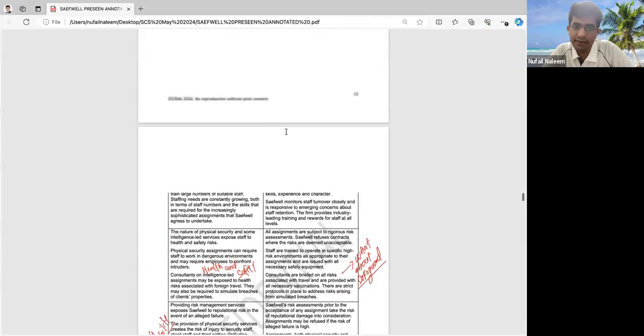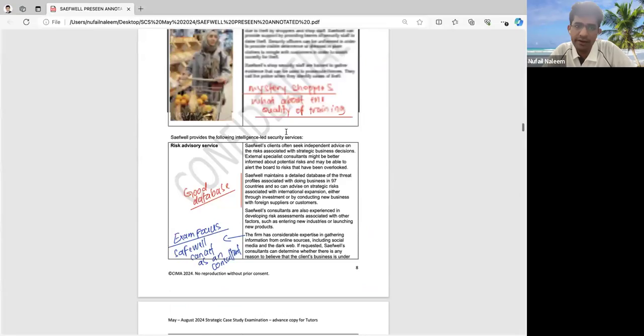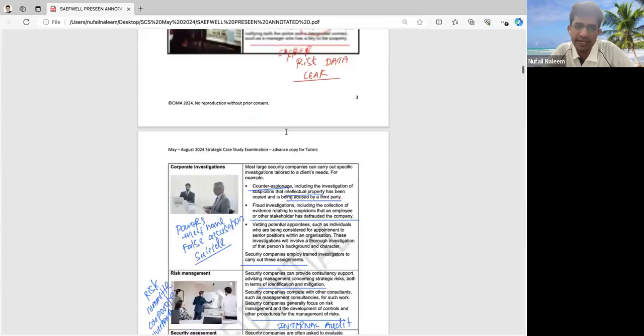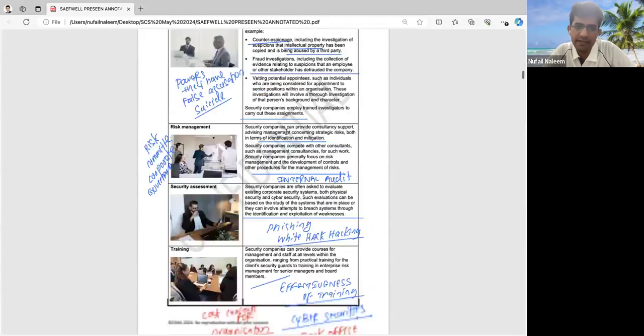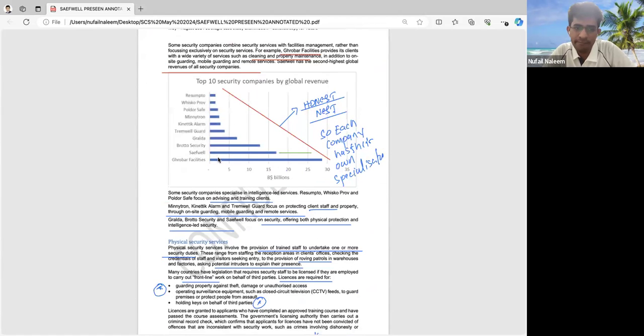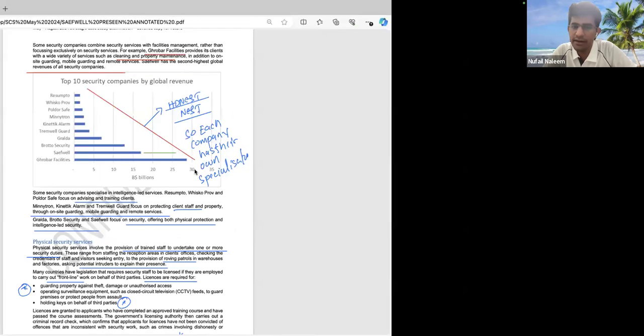The reason why it is correct is, if you observe the industry, they have effectively given us the following order: Saefwell and Brutto. Do you observe, students, there is a gap? Saefwell is doing far better than Brutto. But if you observe the global facilities, there is no indication in the case study. Can you make a note about that?